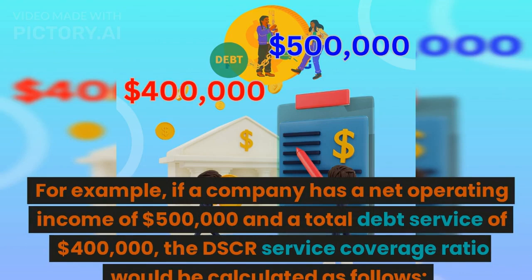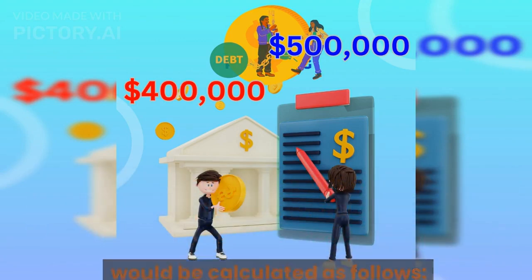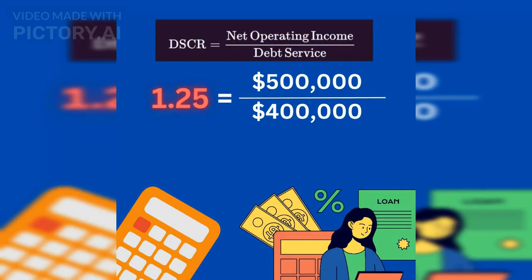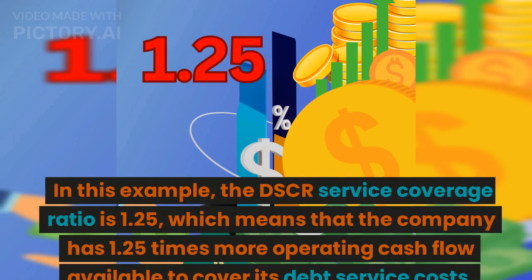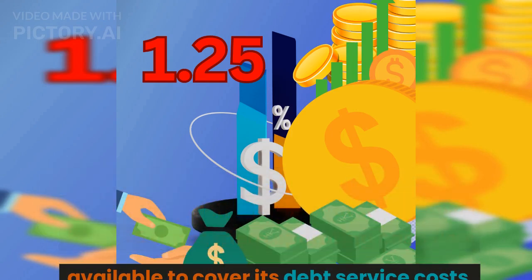service of $400,000, the DSCR would be calculated as follows. DSCR equals net operating income divided by total debt service. DSCR equals $500,000 divided by $400,000. DSCR equals 1.25. In this example, the DSCR is 1.25, which means that the company has 1.25 times more operating cash flow available to cover its debt service costs.